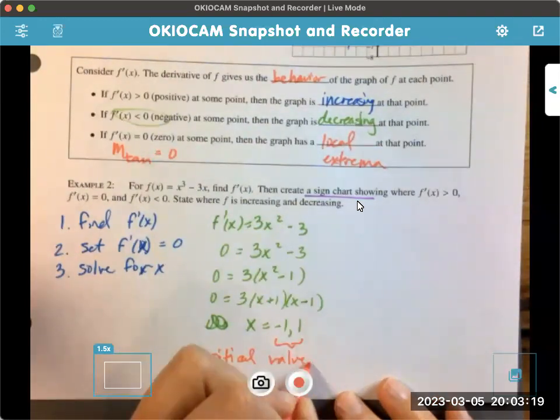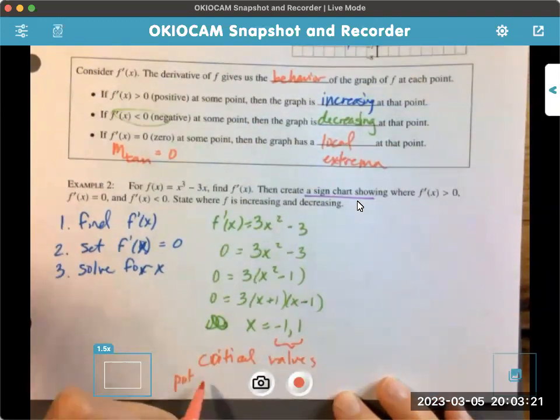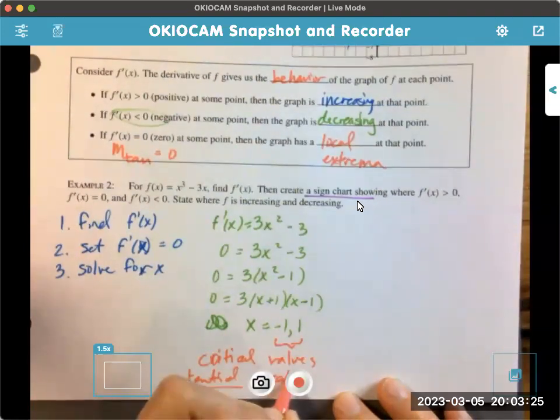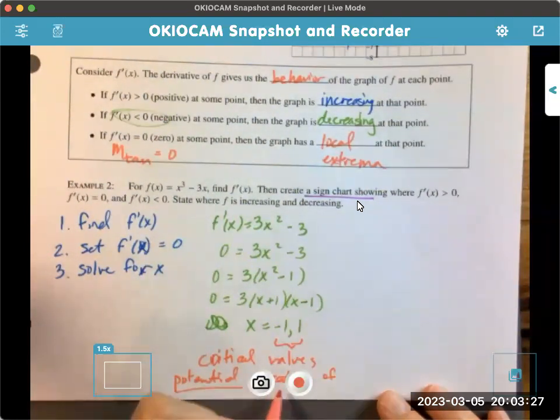Critical values. They are potential locations of local, that's an L, it's the first of L, local extrema.